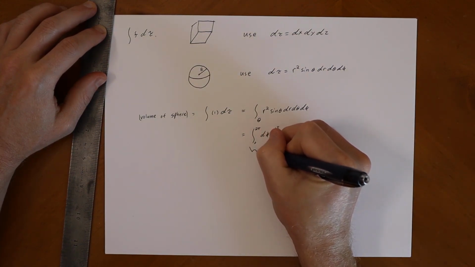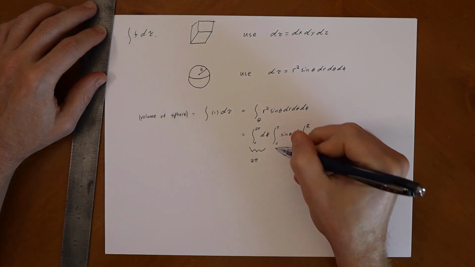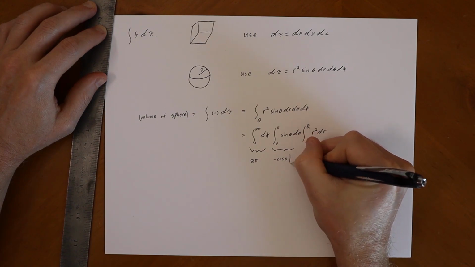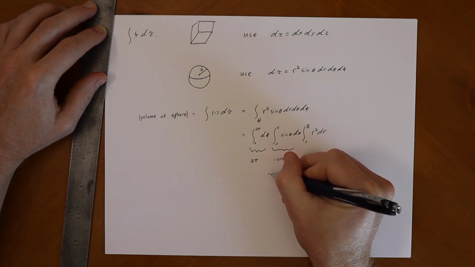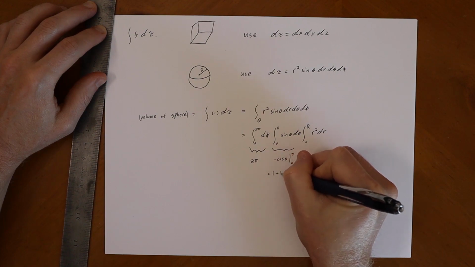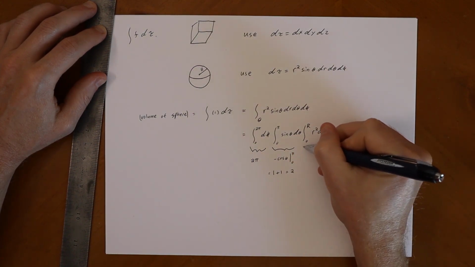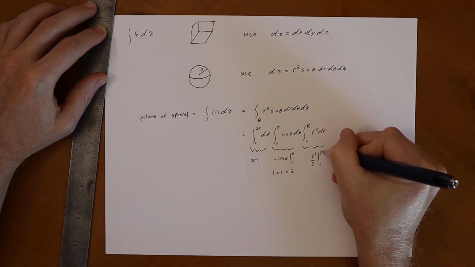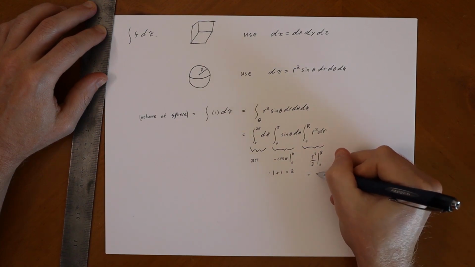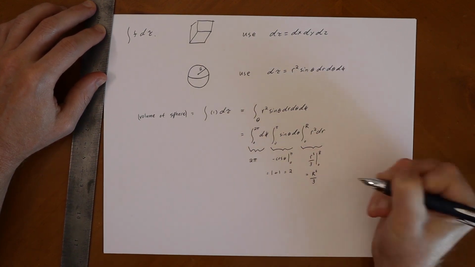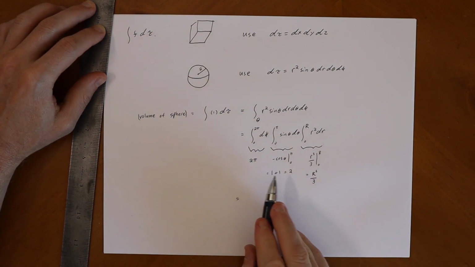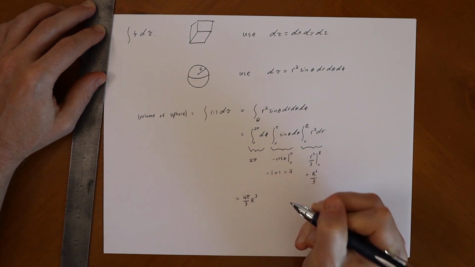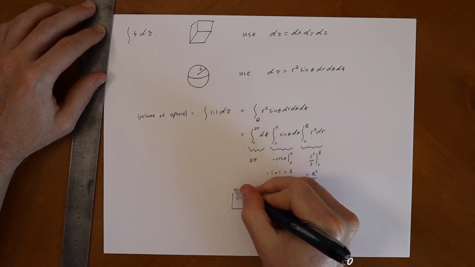This integral is just 2 pi. This integral is minus cosine theta from 0 to pi, which is just equal to 1 plus 1, which is 2. And this integral is just r cubed over 3 from 0 to capital R, which is equal to capital R cubed over 3. So put it all together, 2 pi times 2 times a third R cubed is 4 pi over 3 R cubed, and that is the volume of a sphere.